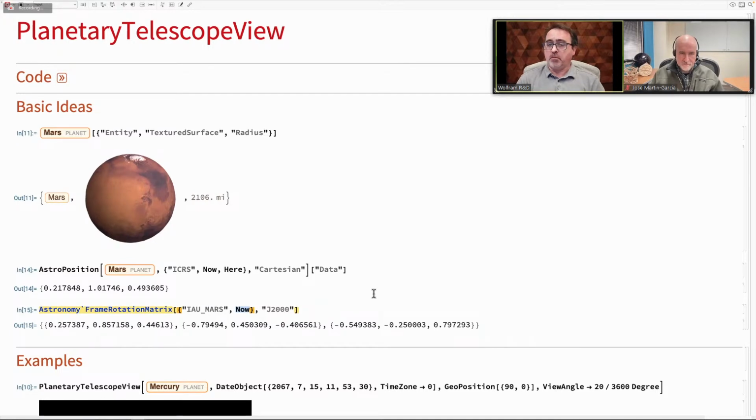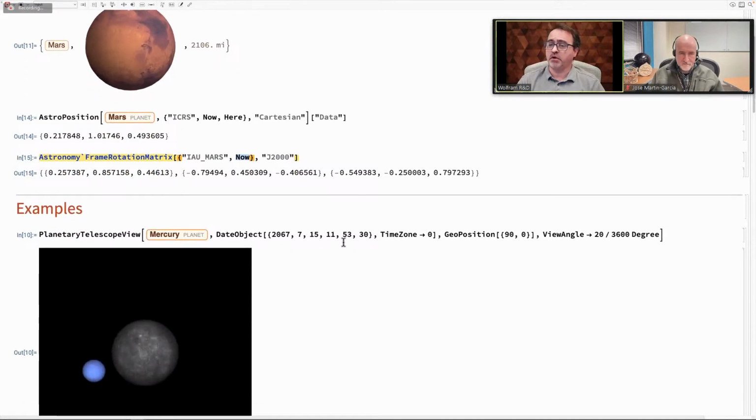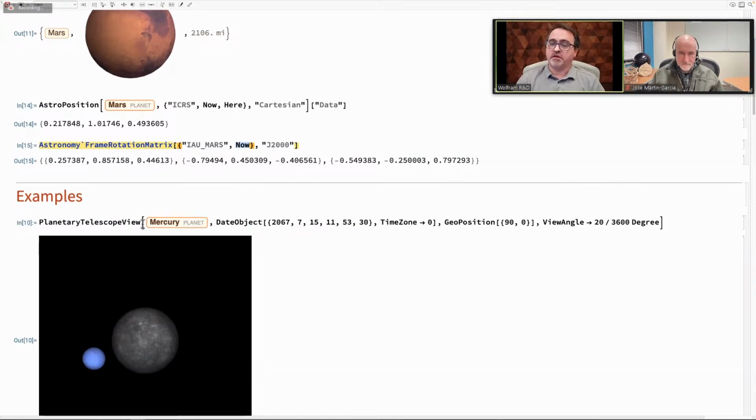And so building on these basic ideas here, I've been able to write some code that'll probably come out as a Wolfram Function Repository item sometime in the next month, I would guess. I'm still cleaning up the code a little bit, but here's some examples that I've come up with already just to show some interesting events that are actually going to happen or already have happened in some cases. So here I've got this function that, you know, I want to look at Mercury and I want to look at it on a given date. So here you can see I've set it for the year 2067, July 15th. I've set the viewing position to be at the North Pole, and the viewing angle is very narrow here. So this is about 20 arc seconds.